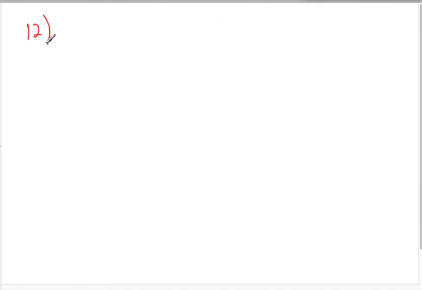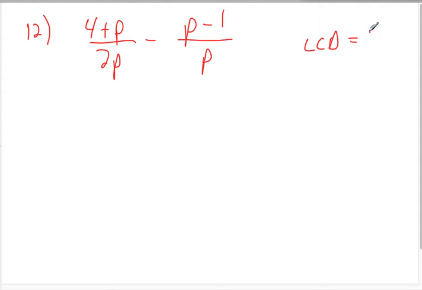Moving on to 12. We have 4 plus p over 2p minus p minus 1 over p. Now in this case, the factors are 2p and p. They do have something in common because these are all factors. So p and p are the same. So the least common denominator in this case is going to be 2p. It doesn't have to be 2p squared because this has a p and this has a p. So we don't need any extra p's. We just need a 2. And so the bottom one here is fine.